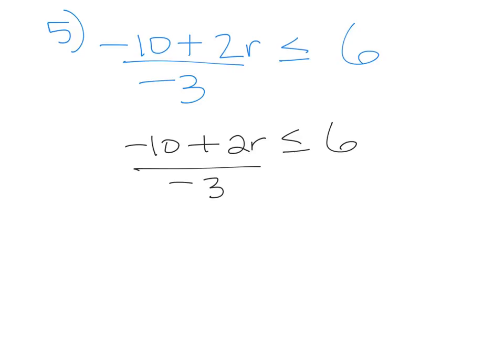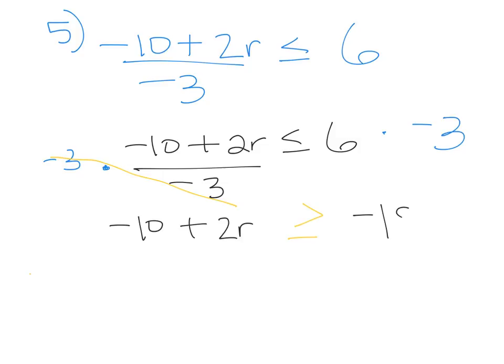Alright, so the first thing you should do on this problem is you should multiply both sides by -3 because we want to get rid of the big fraction. Now, because I'm multiplying both sides by -3, I do have to flip the sign, so I'm going to make this greater than or equal to, and my -3's on the left side cancel out, and I end up with -10 plus 2r is greater than or equal to -18.